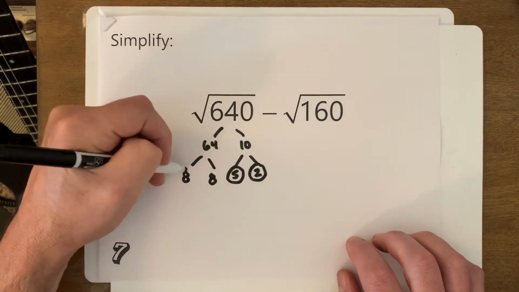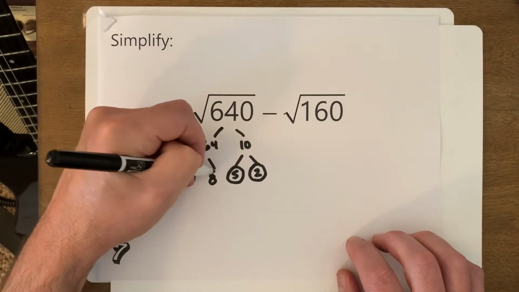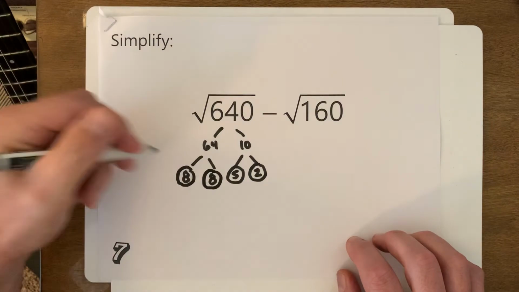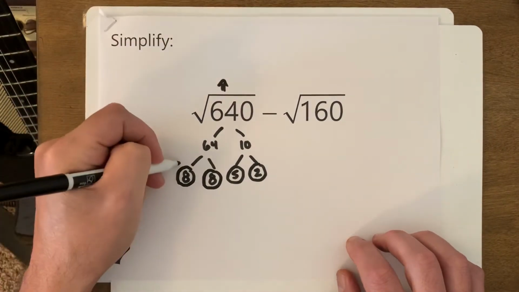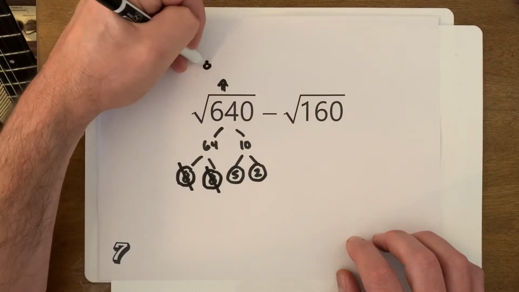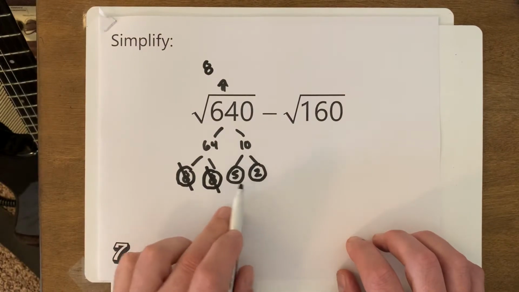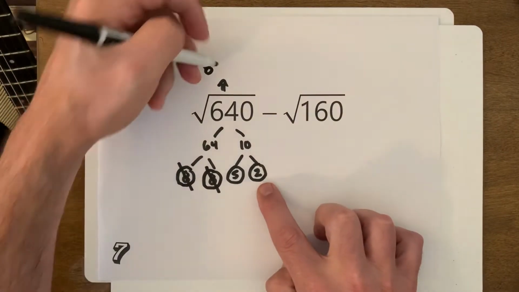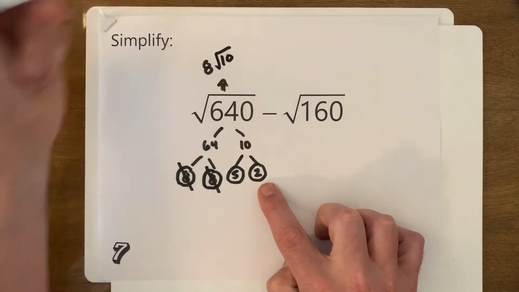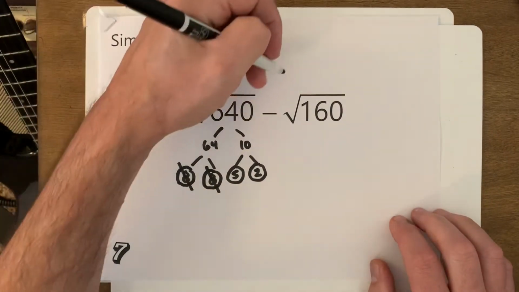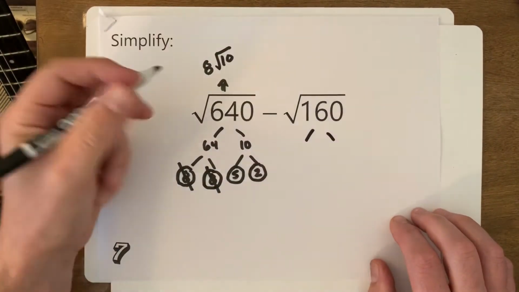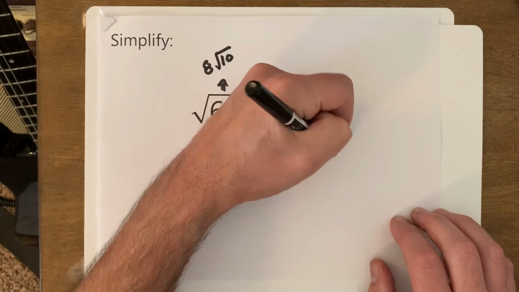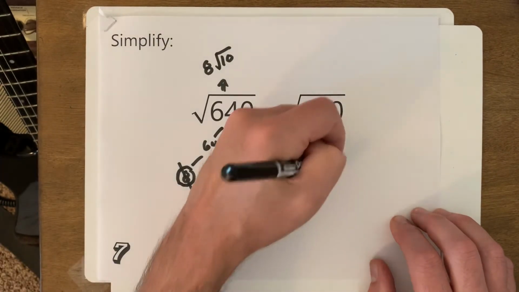So I'm going to go ahead and just circle the two 8s, because that's a pair, and that's the only pair. So this guy, 8. And then the 5 and the 2 don't have pairs, so you just multiply them back together. 8 root 10. Okay, let's do 160. That's going to be 16 times 10. And you're starting to see the pattern probably already.